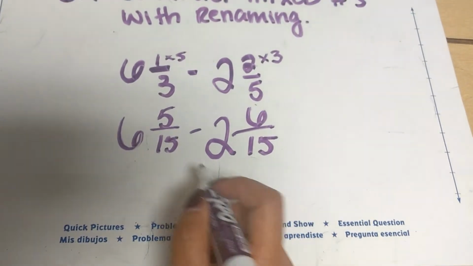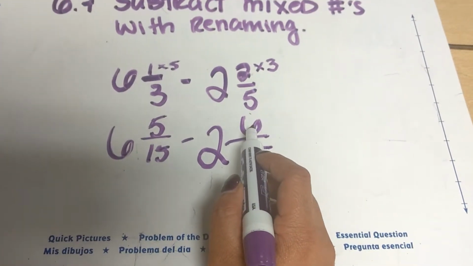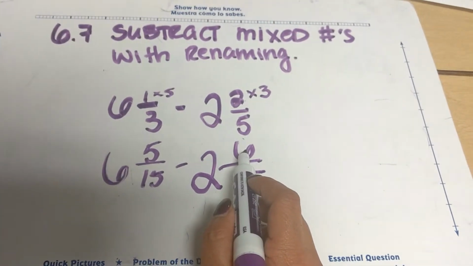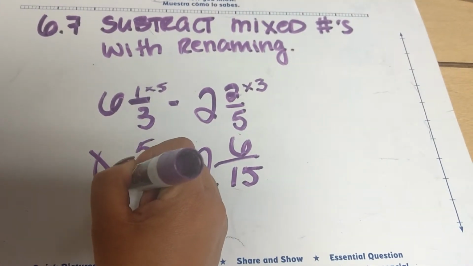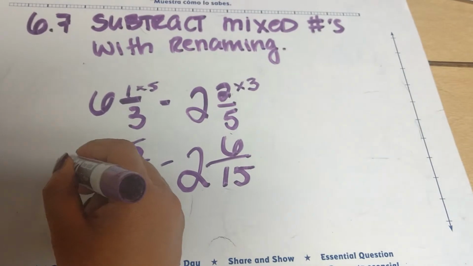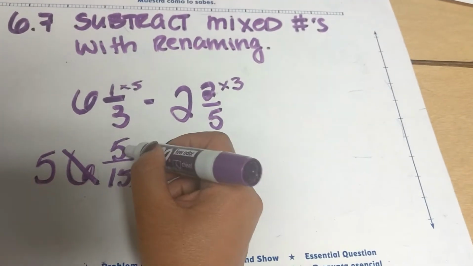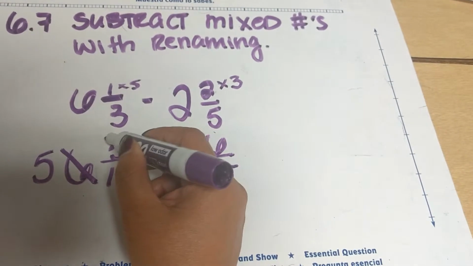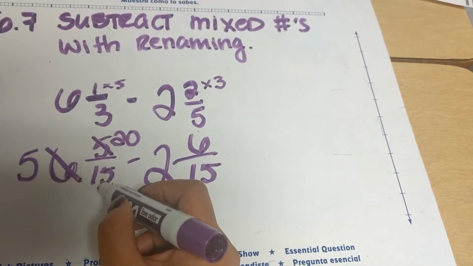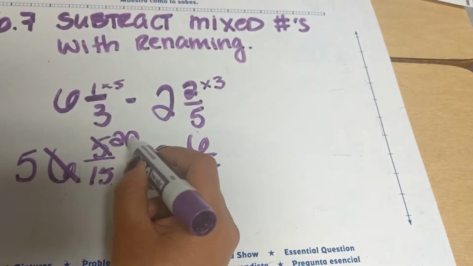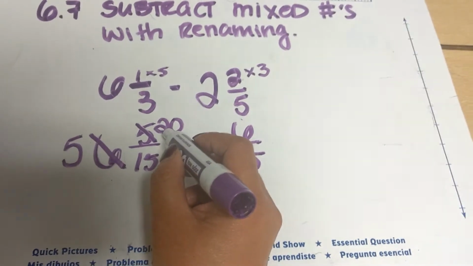As you can see, you cannot subtract 5 from 6. So this is where the regrouping or renaming happens. All you have to do is take 1 away from the 6, so that's where you're regrouping. So that becomes 5. And then you just add the denominator to the numerator. So 15 plus 5, this would turn into 20. Okay, so you're just adding the denominator to the numerator to get a new numerator, and our new numerator is 20. And now we can go ahead and subtract.